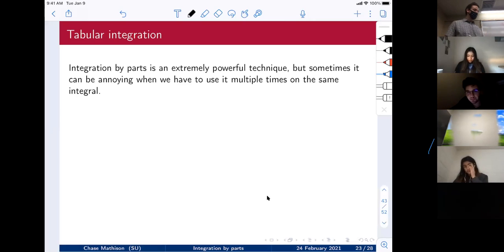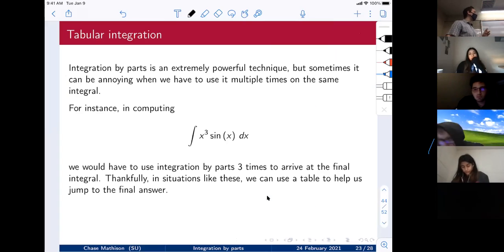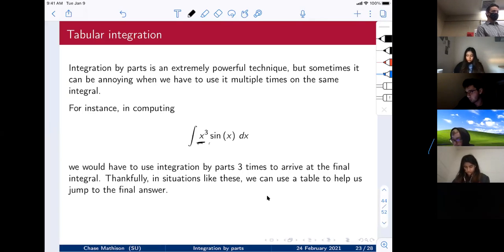So here's an integral, the integral of x cubed times sine of x. If you were to try to integrate this by parts, it would work, but you would need to do integration by parts 3 times. Okay, but at every step of the way, your choice for u and your choice for dv would be very, very similar. So in situations like these where you have x to a power times maybe sine of x or maybe e to the x or maybe cosine of x, there is a very easy way to evaluate this thing, called tabular integration.